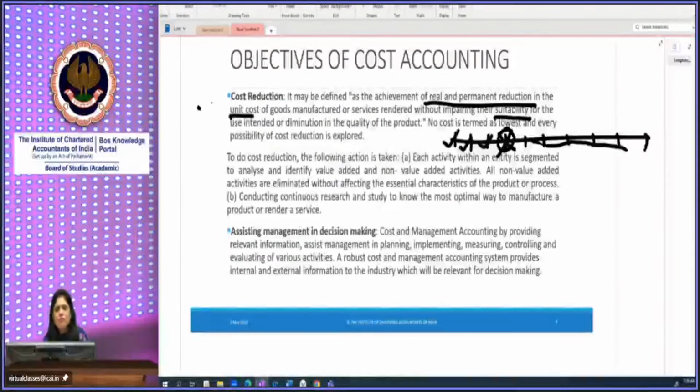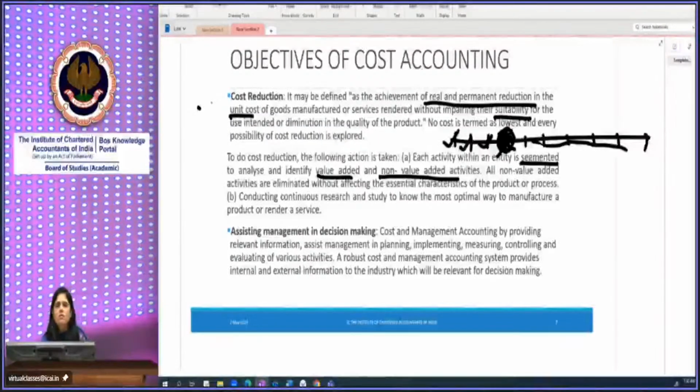To do cost reduction, the following action is taken. How do we do it? Each activity within an entity is segmented, meaning separated, to analyze and identify value added and non-value added activities. Value added means something which is adding value to the product, and that activity we keep. Something which is not adding value to the product but just increasing the cost, we try to eliminate. All non-value added activities are eliminated without affecting the essential characteristics of the product. So if I'm eliminating this step, it should not affect the suitability of the process.